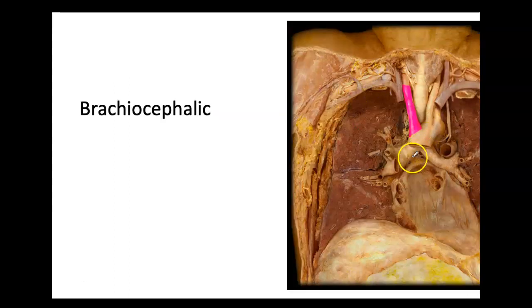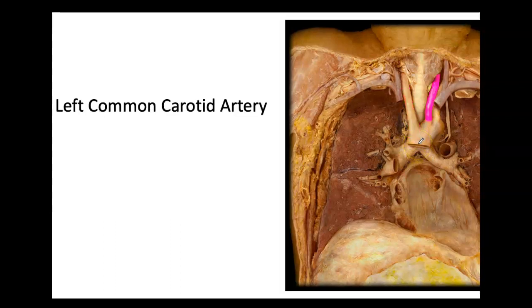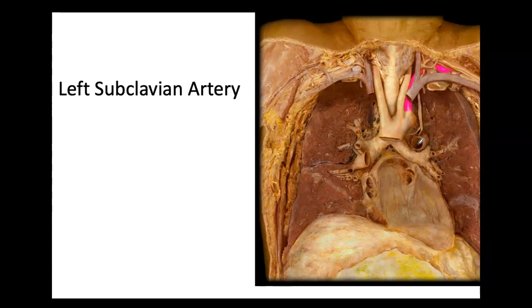So brachiocephalic is, we've cut this here, we've removed the heart, but coming off the aortic arch would be brachiocephalic, and then this would continue on. On the left common carotid, coming off the aortic arch. And then branching would be the third one that you would see coming off the arch is the left subclavian artery.